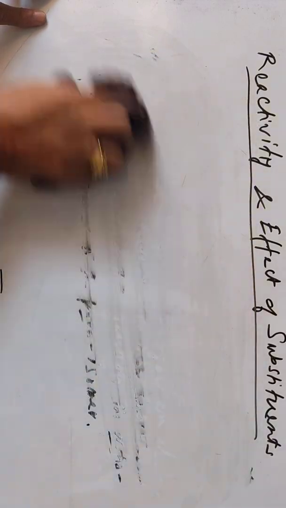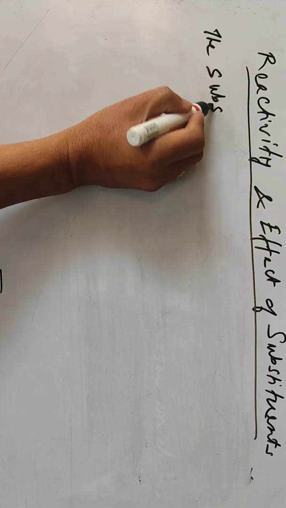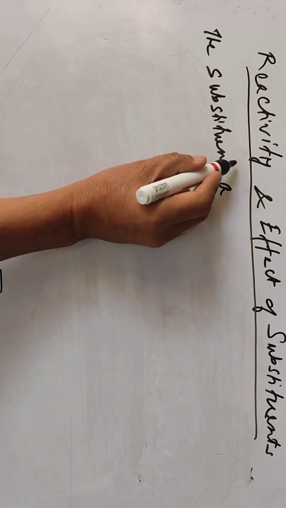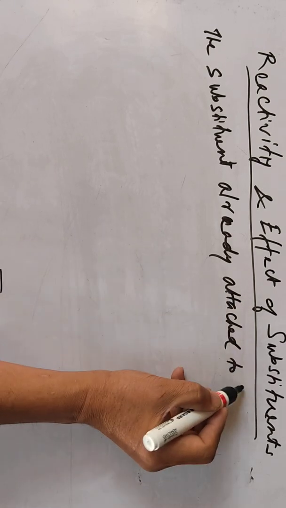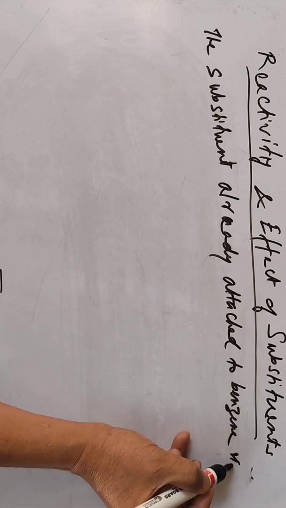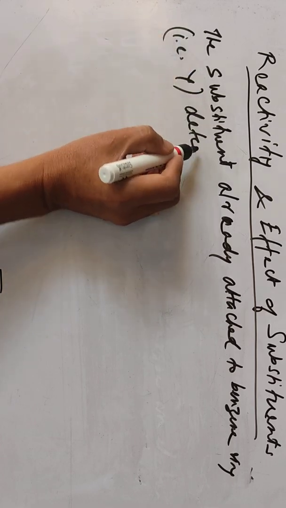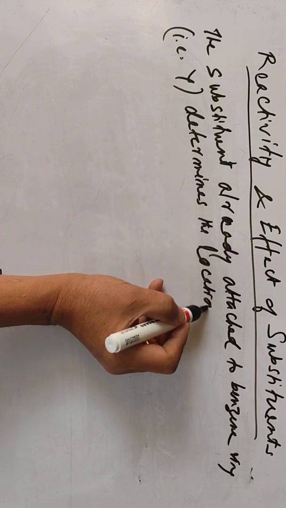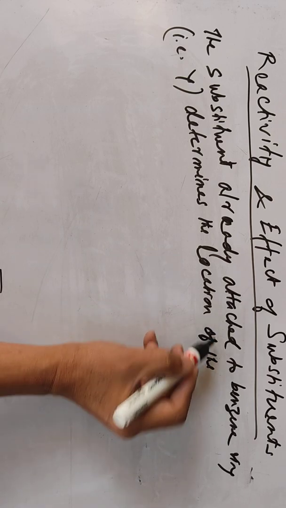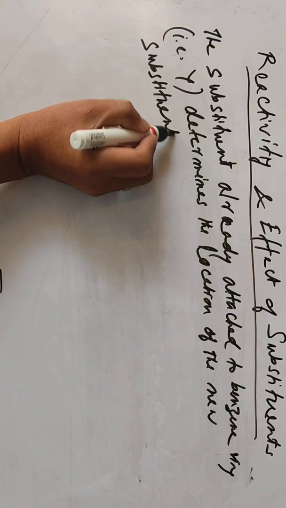So the substituent already attached to the benzene ring, Y in our case, determines the location or position of the new substituent, that is, the position of the electrophile.